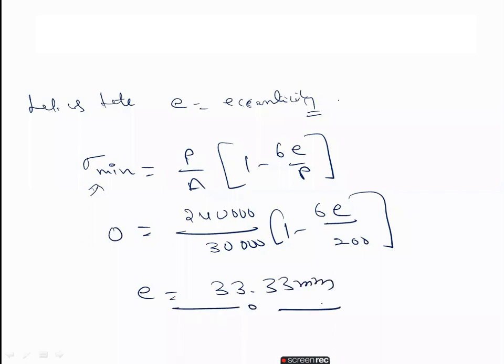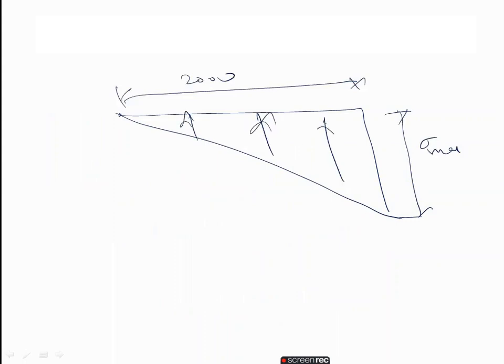So this is the sigma minimum condition, and from this we calculated the eccentricity. If you draw the diagram, the minimum stress is 0, that's why it is like this. Now we have to calculate the sigma max. The width is 200, and the load is acting like this.